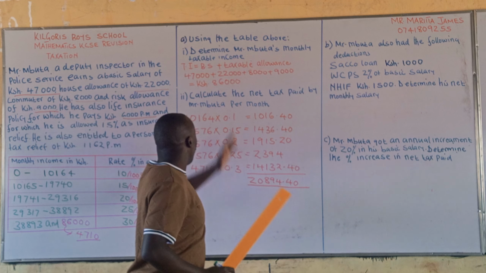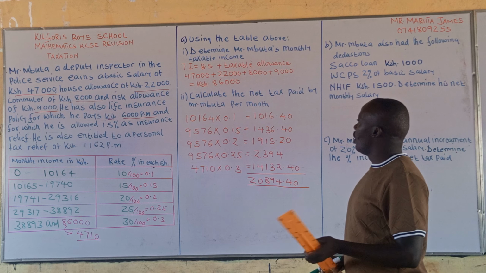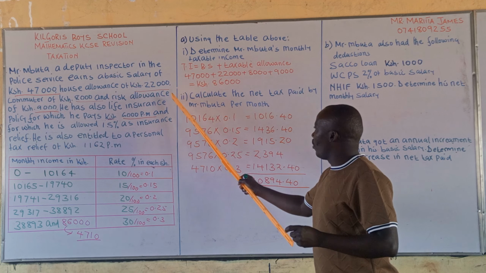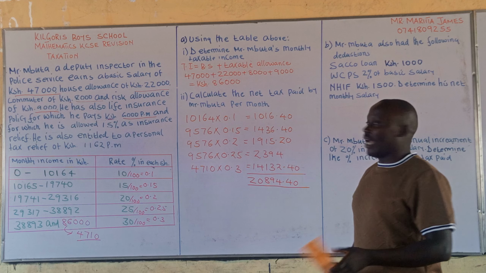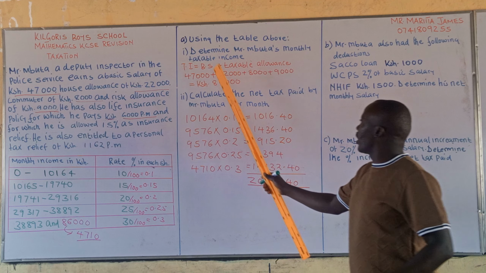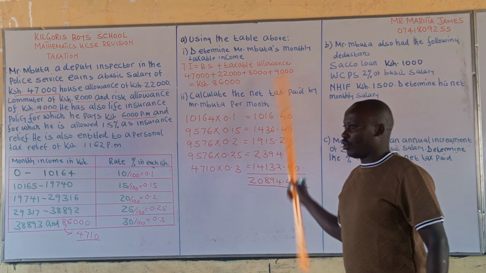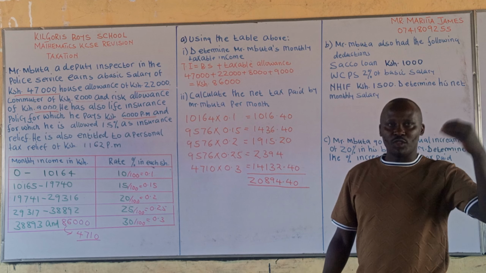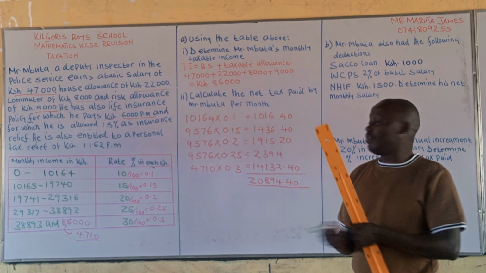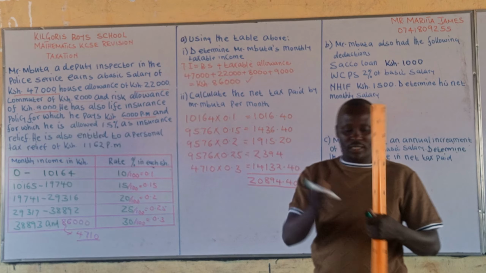So we have a taxable house allowance of 22,000, a commuter allowance of 8,000, a risk allowance of 9,000, and a basic salary of 47,000. The taxable income is equivalent to the basic salary plus the taxable allowances. If you add 47,000 plus 22,000 plus 8,000 plus 9,000, that gives a total taxable income for Mr. Mbuta of 86,000.